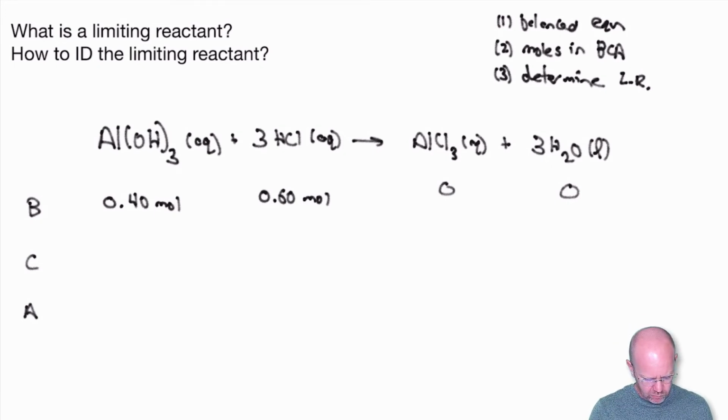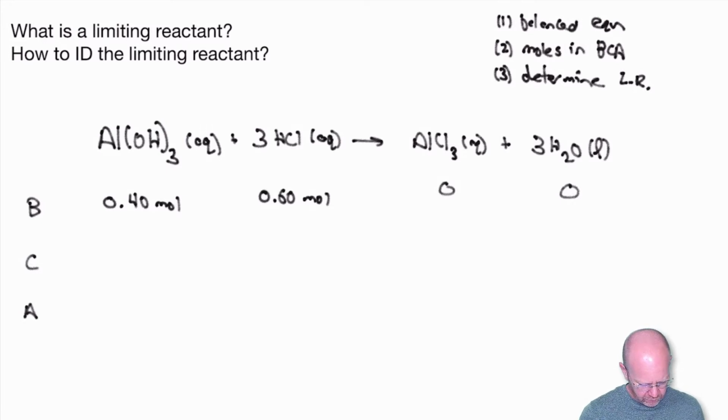So say, for example, we had 0.4 moles of aluminum hydroxide and 0.6 moles of hydrochloric acid in our stomach that we wanted to neutralize. Let's figure out what the limiting reactant is, or another way of thinking about it is which reactant is going to be left over at the end. That would be the excess reactant.